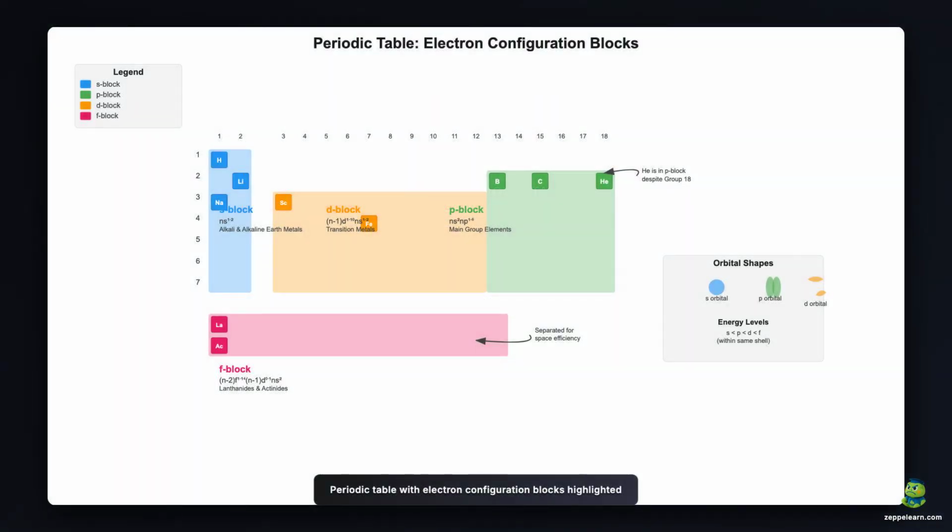This periodic table shows how electron configurations create the s, p, d, and f blocks, demonstrating the beautiful relationship between atomic structure and chemical periodicity.